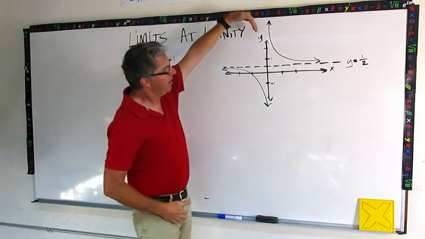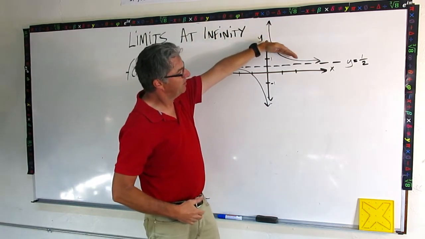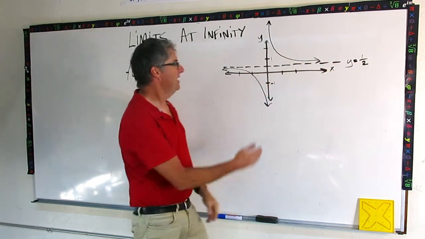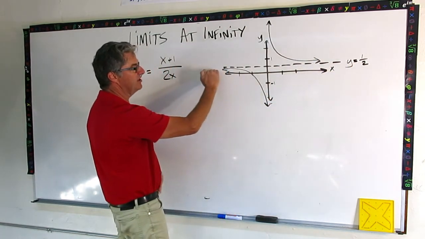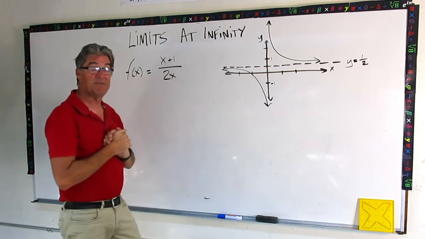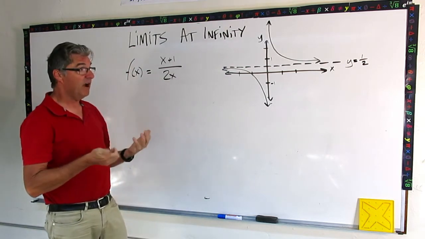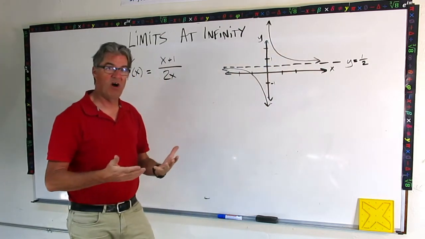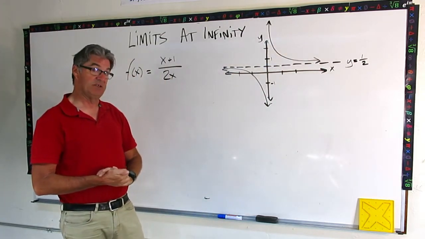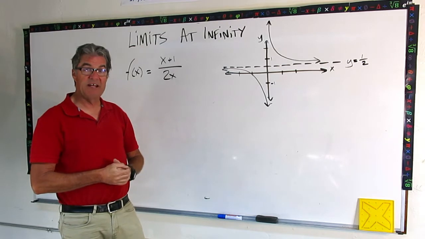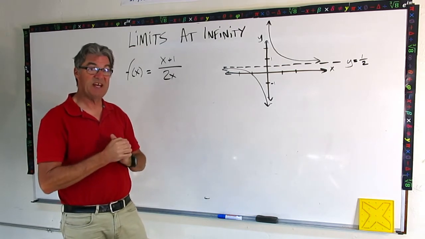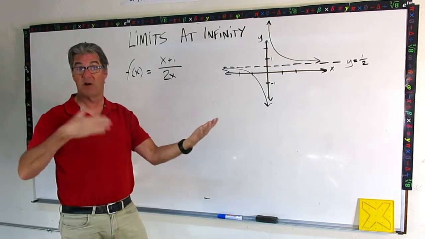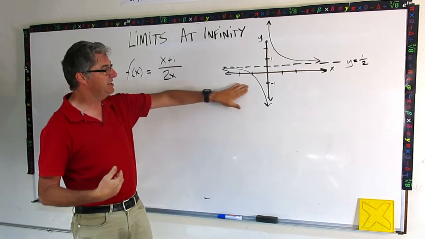Check this out. Over here, as x is getting really, really, really big, the function is approaching 1/2. As x gets really, really big in the negative direction, the function also approaches 1/2. So on the graph, we have this horizontal line, which we call a horizontal asymptote. And that is the line that this function approaches as x gets unbelievably large or unbelievably small, positive or negative infinity. And so you can see this on the graph.